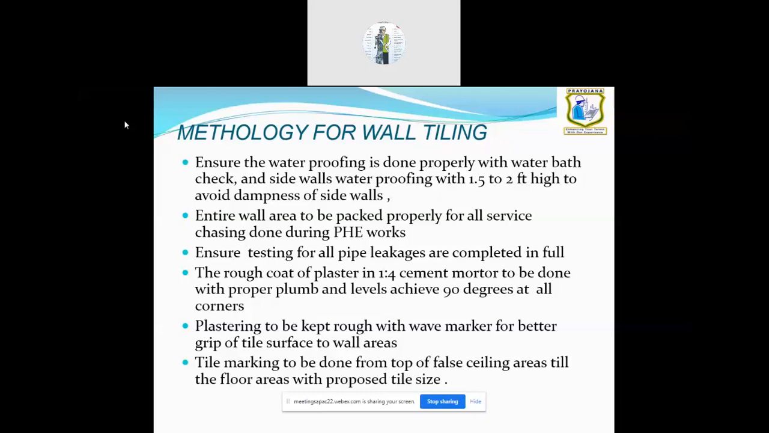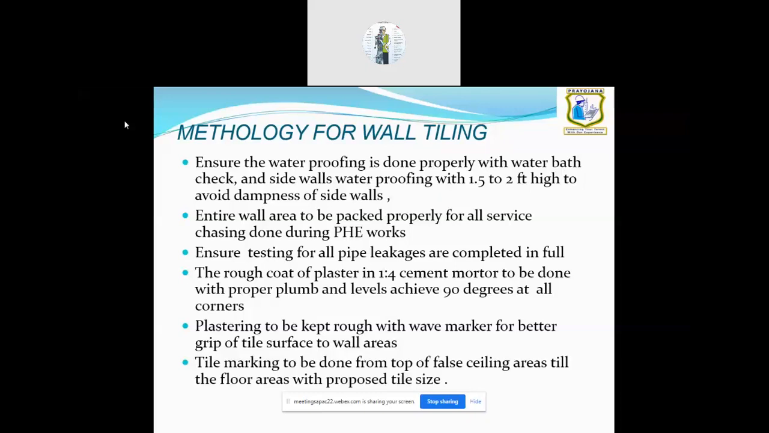Then a rough coat of plaster will be done as the first coat. All the chasing will be packed, and we do a rough coat of plaster with diagonal grooves as a marker. This oblique marker we use will act as a gripper. This is done with 1:4 cement mortar, and it will be cured for 4-5 days. Then we start the tiling process.